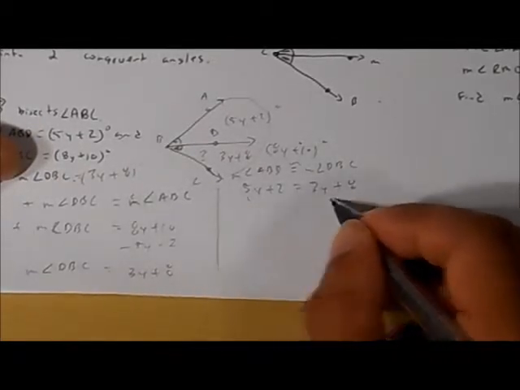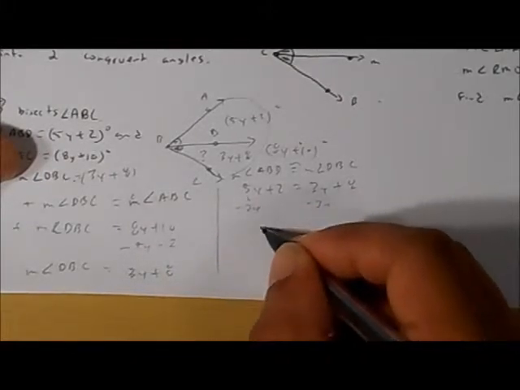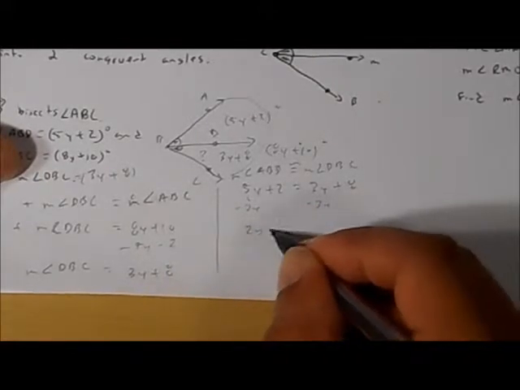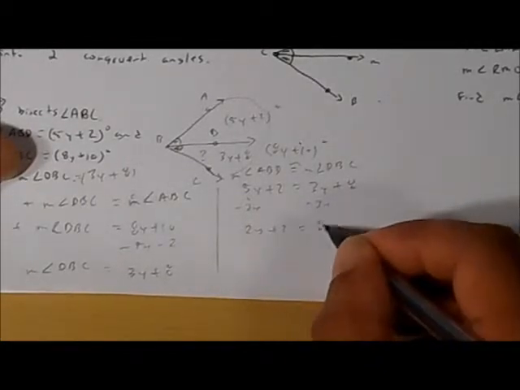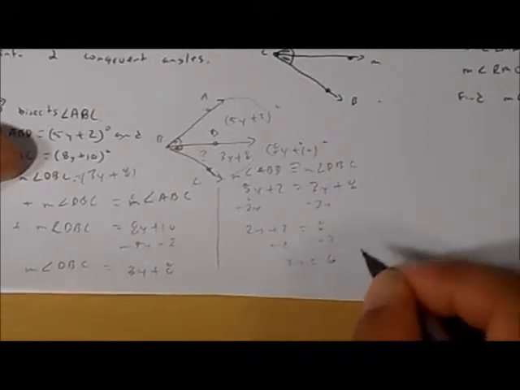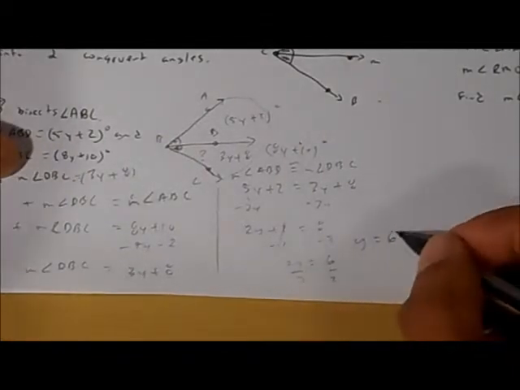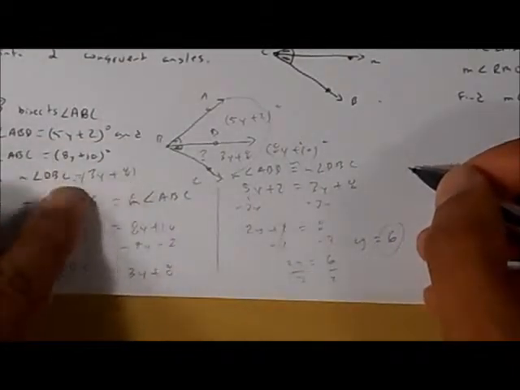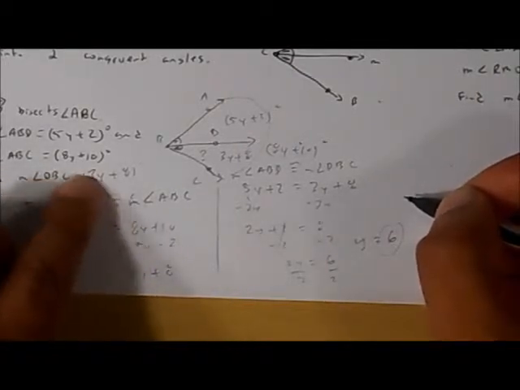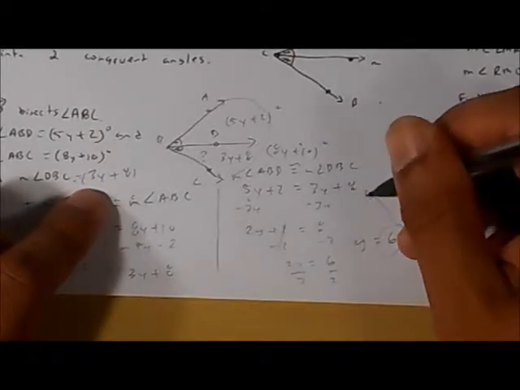So let's go ahead and solve for y. So minus 3y, minus 3y. So we have 2y plus 2 equals 8. Minus 2, minus 2. 2y equals 6. So let's cancel out. Divided by 2. So we have y is equal to 6. So let's go ahead and plug that back into our equation for finding DBC, which is 3y plus 8.